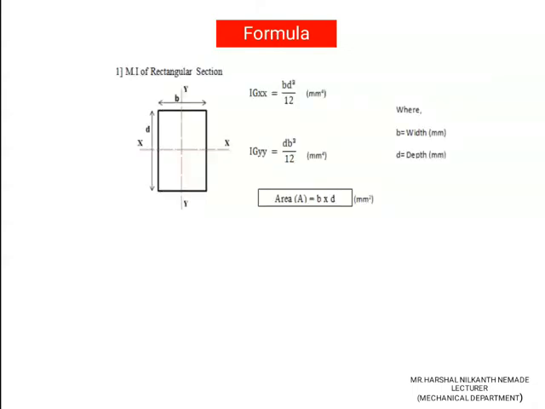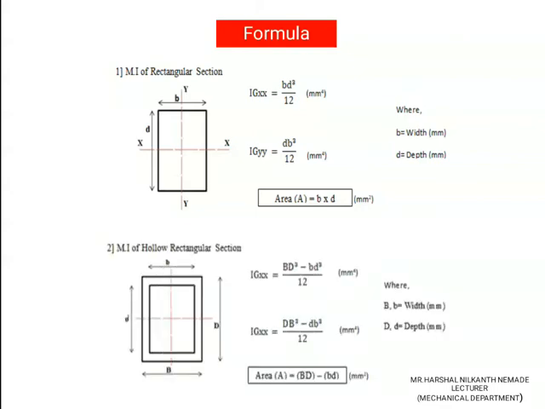Formulas. Moment of inertia for rectangular section: Igxx is given by BD cube by 12, Igyy is given by DB cube by 12. Inertia unit is mm raised to 4, where B is equal to width in mm and D is equal to depth in mm. Area for rectangle is B into D. Unit will be mm square.